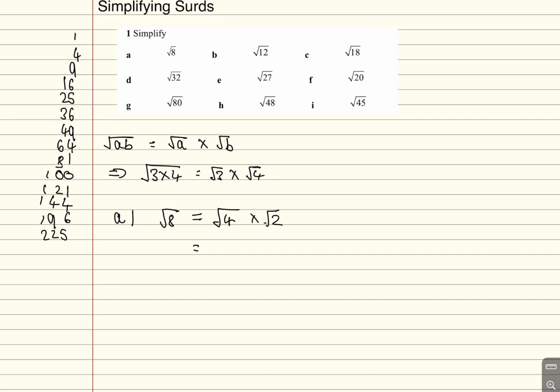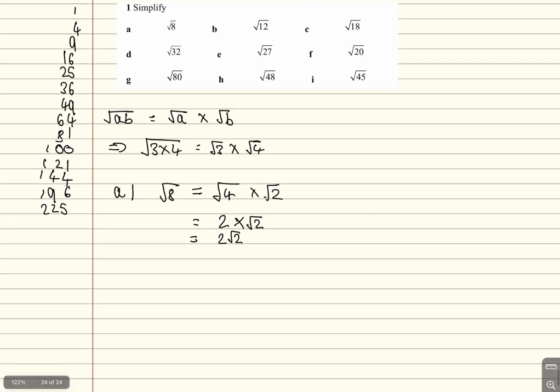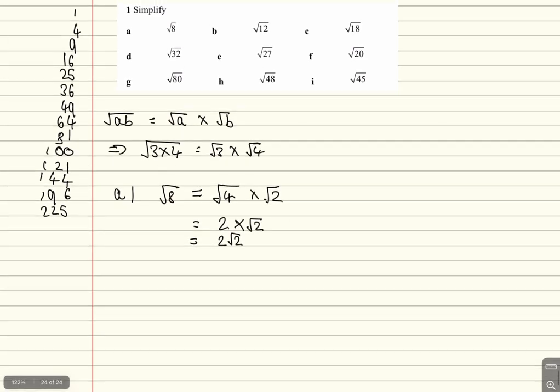The square root of 4 is just 2, because that's not a surd, so we can take the square root. So we've got 2 times root 2. We can't simplify root 2 any further, so our answer is 2 root 2. And that's what we mean by simplifying surds.